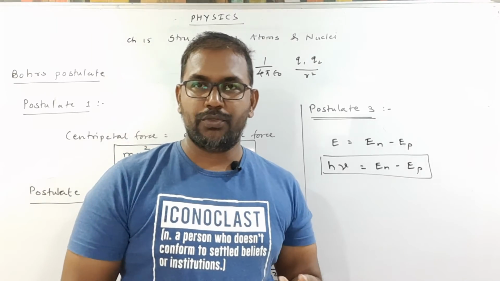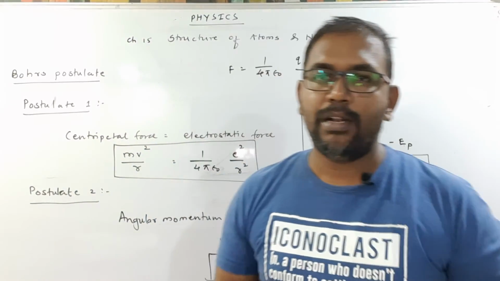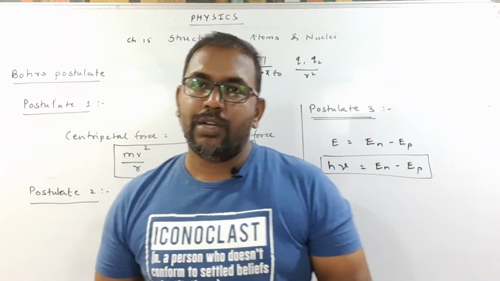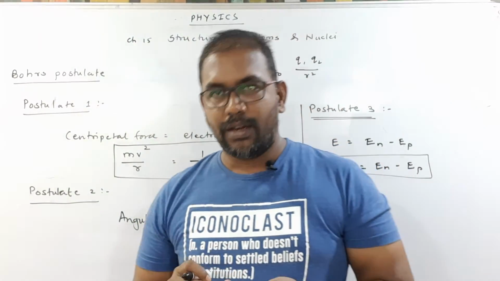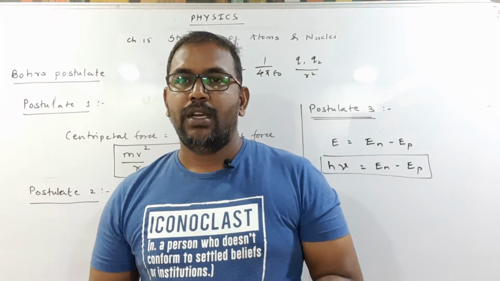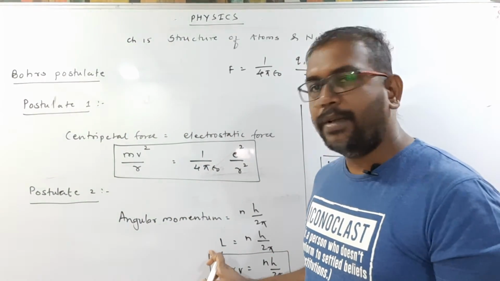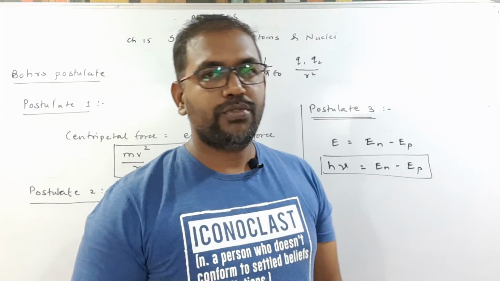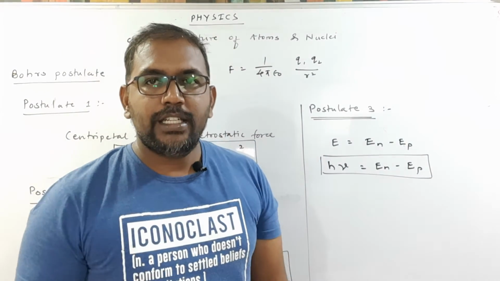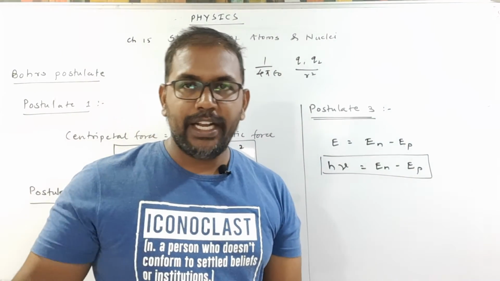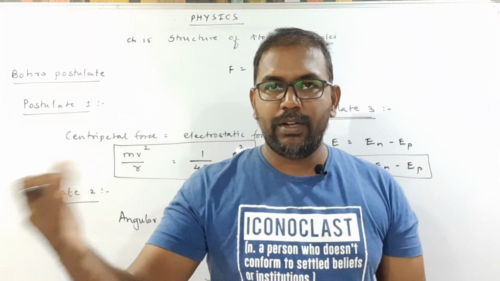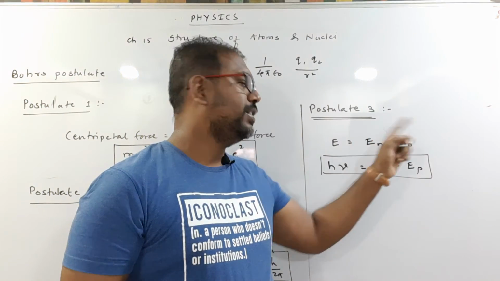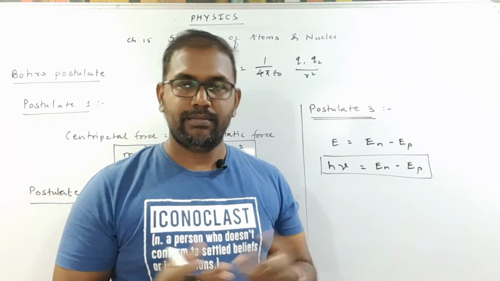So we have written three postulates. In the first postulate we wrote that centripetal force is provided by electrostatic force. In the second postulate, the electron revolves without radiating energy in an orbit for which angular momentum is an integral multiple of h upon 2 pi. And in the third postulate we wrote that the electron radiates energy only when it jumps from a higher energy orbit to a lower energy orbit, and the energy radiated is equal to the difference in the energies of the two orbits. So that's it.